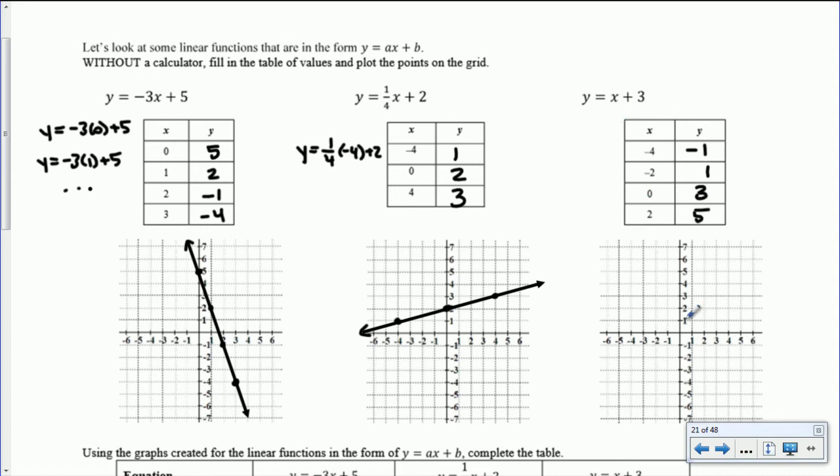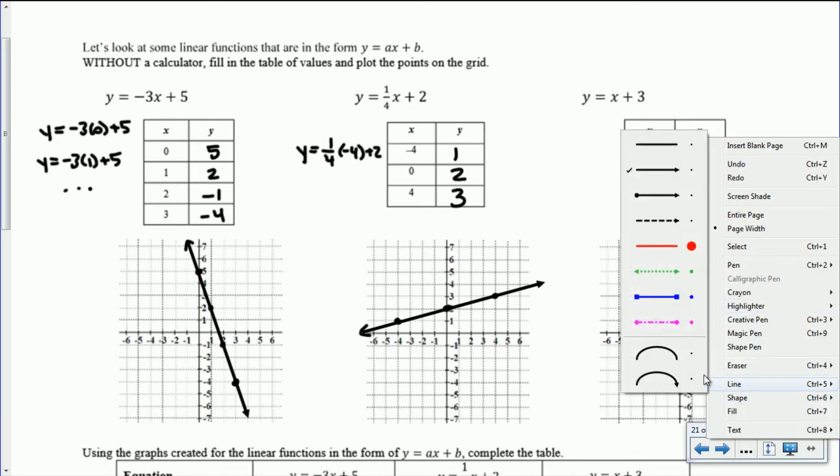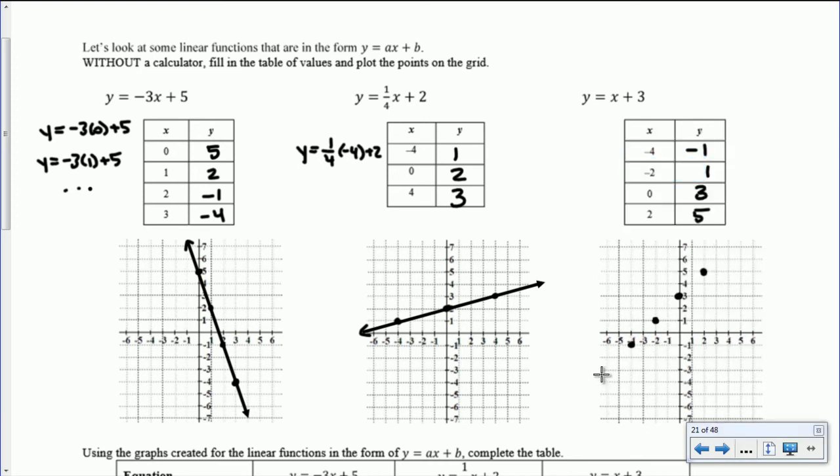So plot the points: -4, -1 goes there. -2, 1 goes there. 0, 3 goes there. And 2, 5 goes there. So go ahead and connect those points. So that's about right.